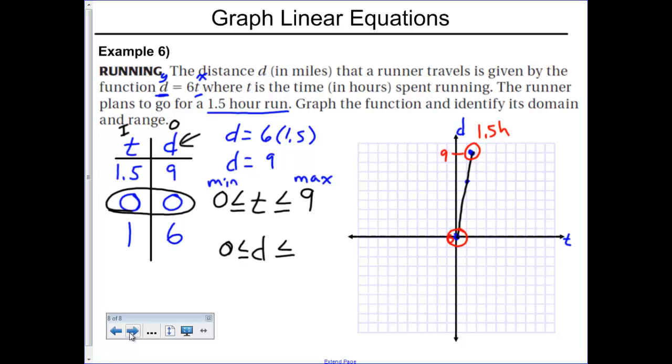And, oops, I made a mistake up here. Time value. The maximum time value was actually 1.5. Go back and change that if you didn't make that change, please. Anyway, the maximum time value was 1.5, which produced a maximum distance or range value of 9 miles. So this right here would represent our minimum and maximum domain and range values. The graph does not go on infinitely, therefore there is a definite begin and end to both the domain and the range.